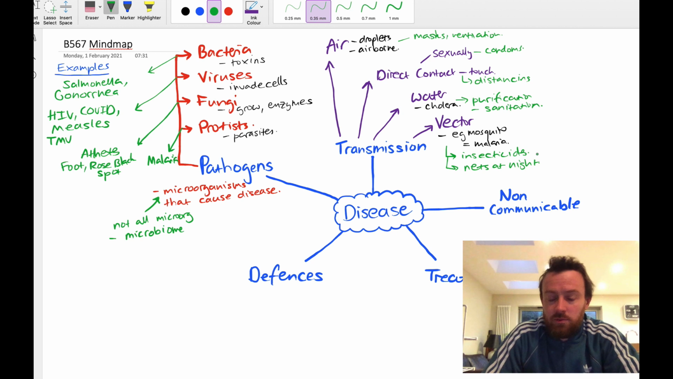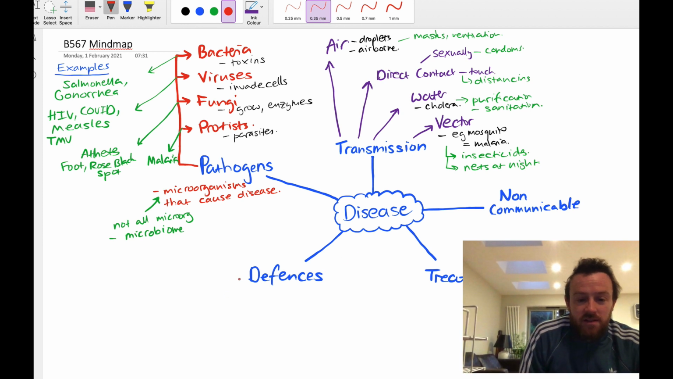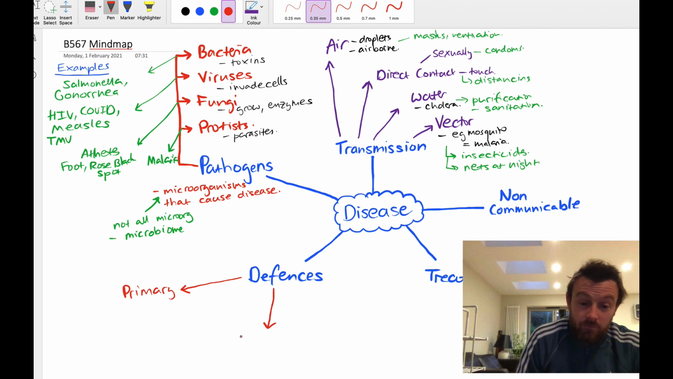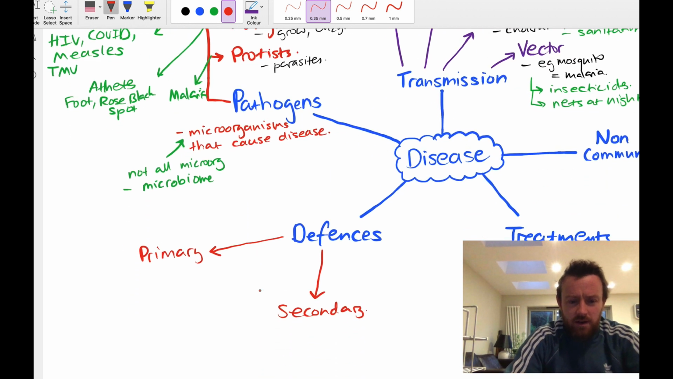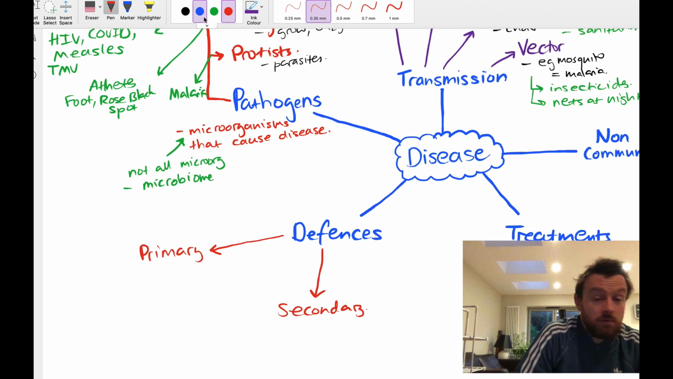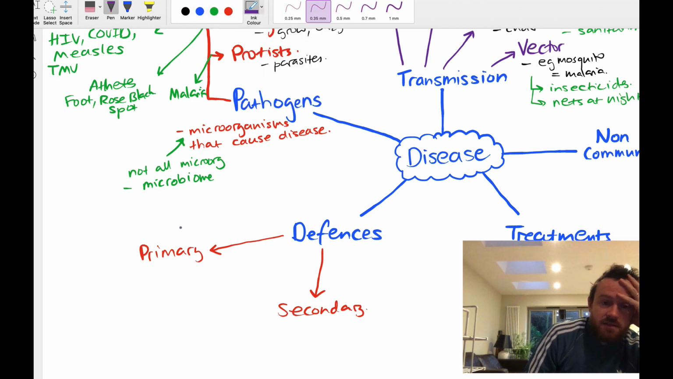All right, well, what if you do get a disease? What if blocking the transmission doesn't work? Well, then we've got defenses. And there are two sort of types of defense. We've got primary and secondary defenses. This is the defenses of the body. I'm going to zoom in a little and go down here. Okay. Yeah, all right. So primary defenses, stop pathogen entering.